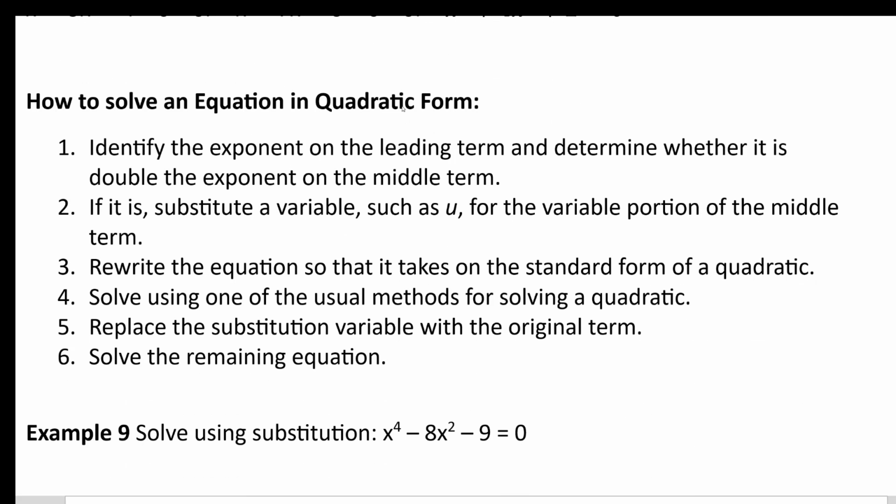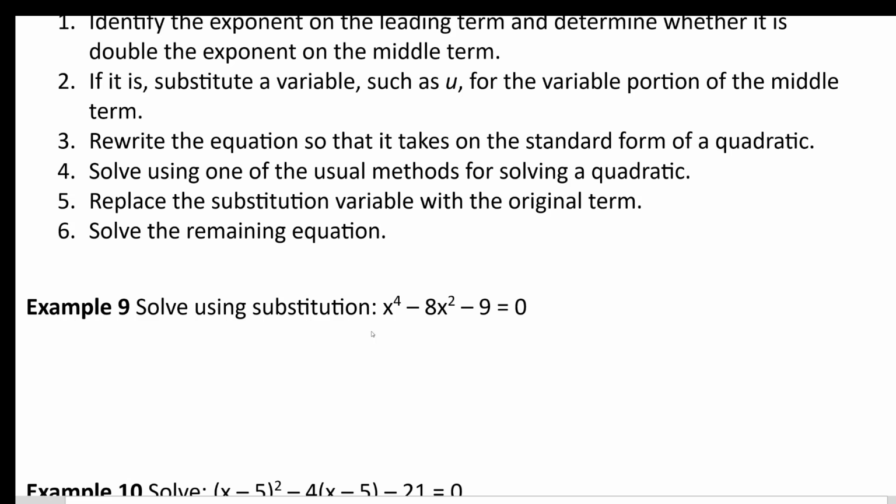So how to solve an equation in quadratic form? Identify the exponent on the leading term and determine whether it is double the exponent of the middle term. If it is, substitute a variable such as u. U is a very common variable that we use to substitute for the variable portion of the middle term. Rewrite the equation so that it takes on the standard form of the quadratic. Solve using one of the usual methods for solving the quadratic. Could be factoring, could be the quadratic formula. Replace the substitution variable with the original term and solve the remaining equation.